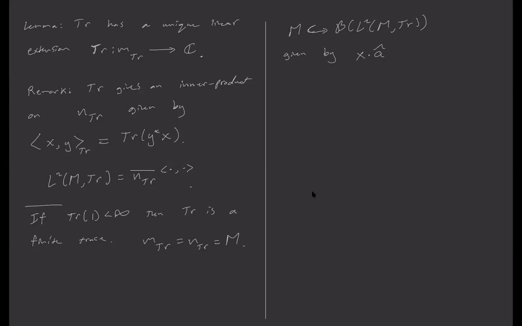So we'll write A hat for A in this ideal, but when we think of it inside of the completion. So when we think of A as an element of L2, we want to distinguish it from A as an element of M. So I'll put a little hat over it. This just makes it slightly less confusing. And then we define this by just left multiplication, and then we put a hat there. So that gives a natural representation of M. This is a normal representation since the trace is normal, and this is called the standard representation.